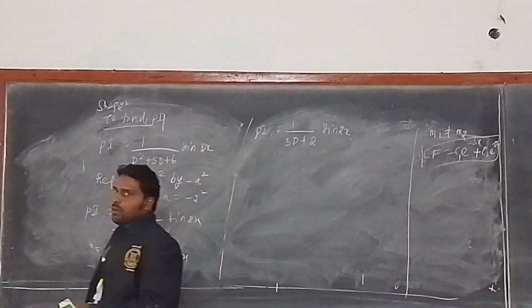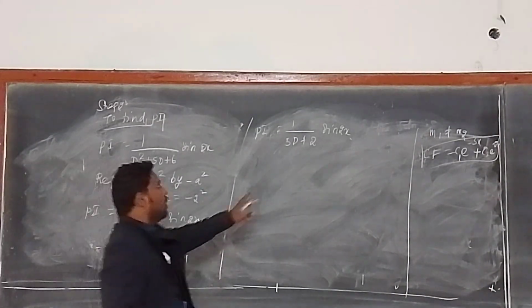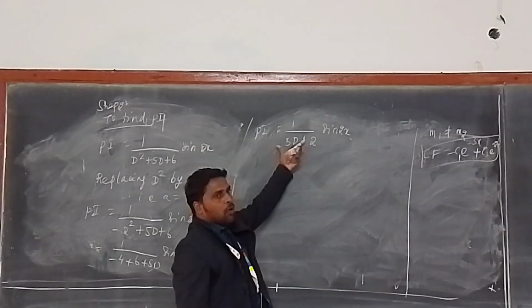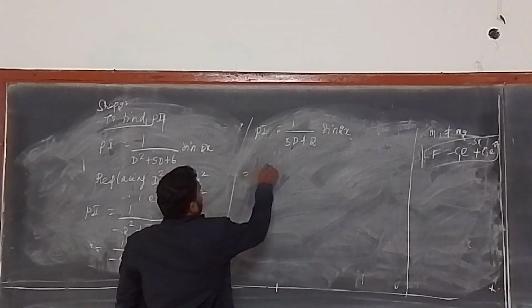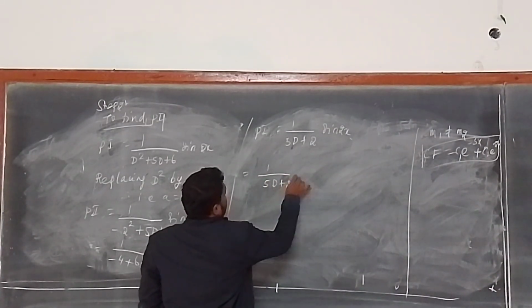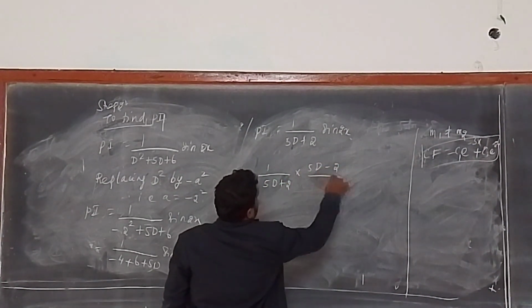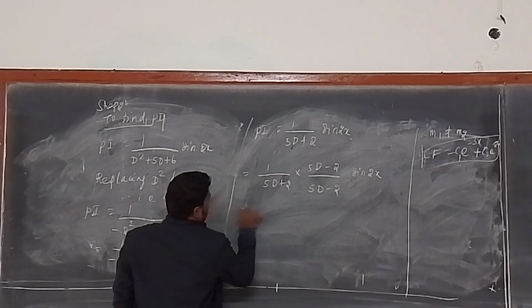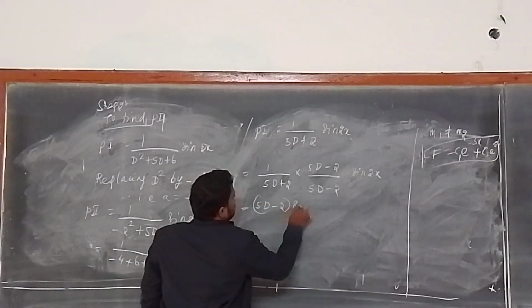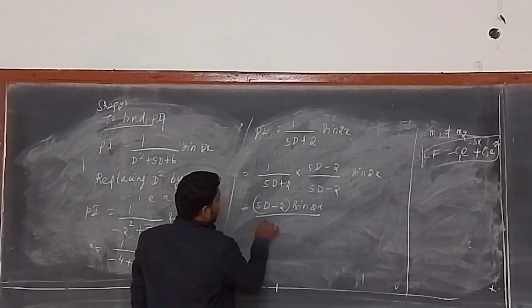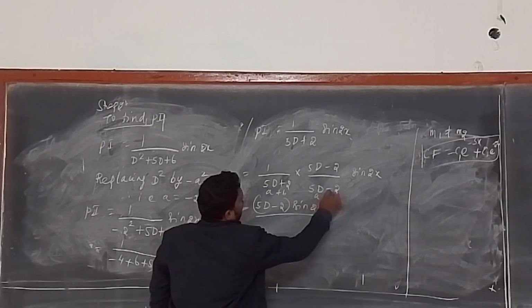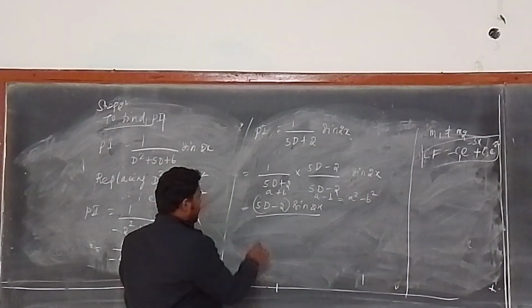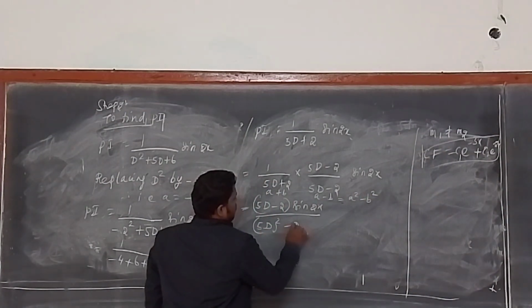How to solve this? Only the denominator is involved, not the numerator. We have to remember to change it using the conjugate. That is 1 divided by 5D plus 2, so the conjugate is 5D minus 2. We multiply by 5D minus 2 into sin 2x, divided by the denominator of the form a square minus b square, that is 5D whole square minus 2 square.